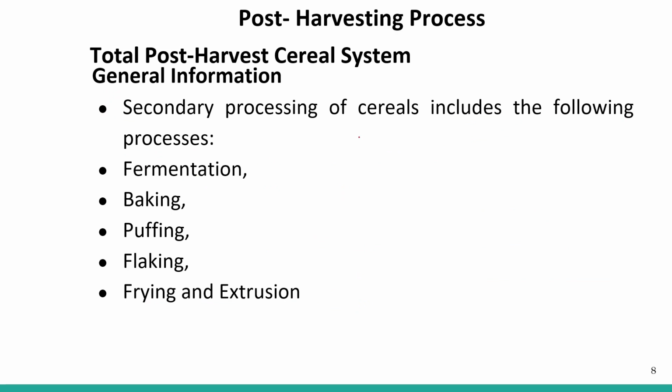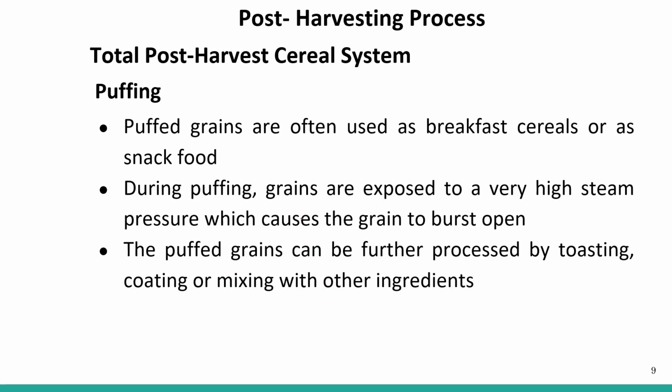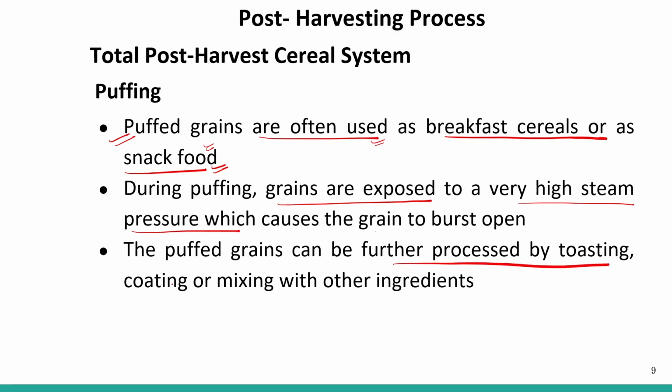The secondary processing of cereal includes processes such as fermentation, baking, puffing, flaking, frying and extrusion. Puffing: puffed grains are often used as breakfast cereals or as a snack food. Sometimes we eat puffed grains. During puffing, the grains are exposed to a very high steam pressure, which causes the grains to burst open. The puffed grains can be further processed by toasting, coating, or mixing with other ingredients.